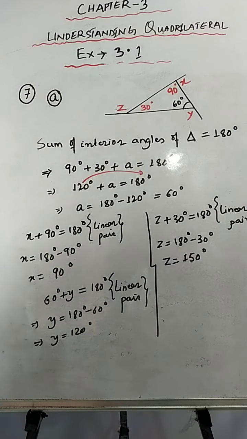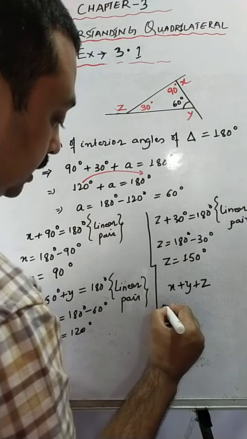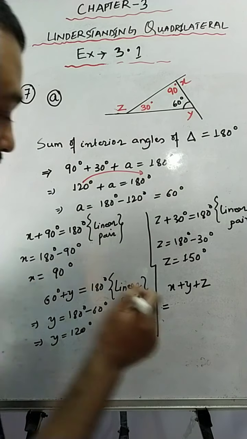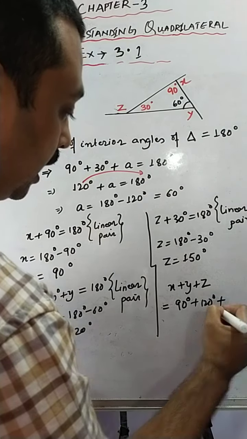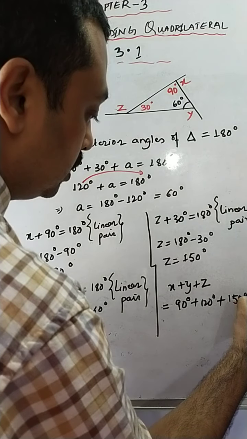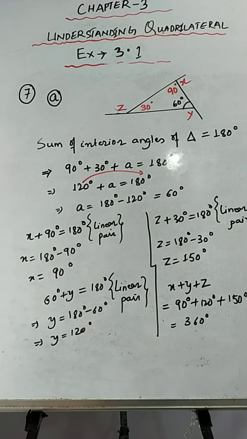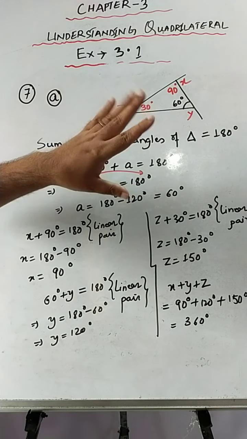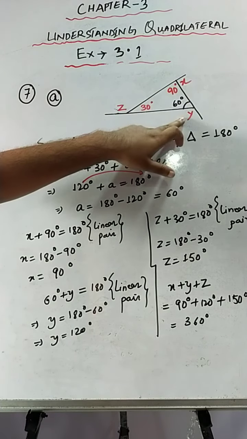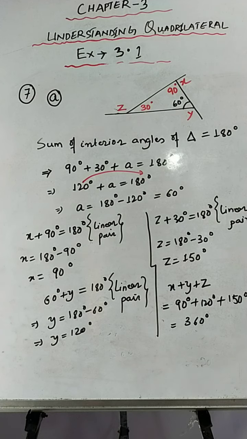Fine. Now finally you have to show what is the sum of x plus y plus z. So x plus y plus z would be equal to, what is the value of x, students? 90 degree. What is the value of y? 120 degree. And what is the value of z? 150 degree. So if you add this, then you'll get 360 degree. Always remember that no matter what type of polygon is given, the sum of the exterior angles will always be 360 degree. Always. Fine? I will prove it also today.